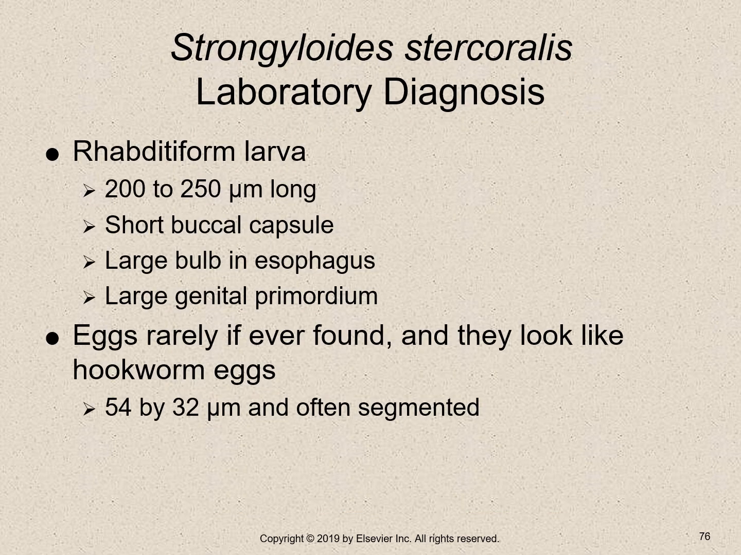The rubidiform larvae, when observed microscopically, measure 200 to 250 micrometers in length, have a short buccal capsule, a large bulb in the esophagus, and large genital primordium. Eggs rarely, if ever, are found, and they look similar to hookworm eggs. They measure 54 by 32 micrometers and are often segmented.